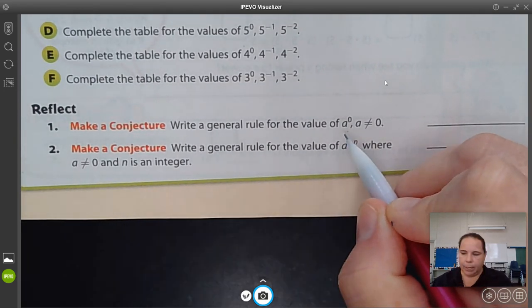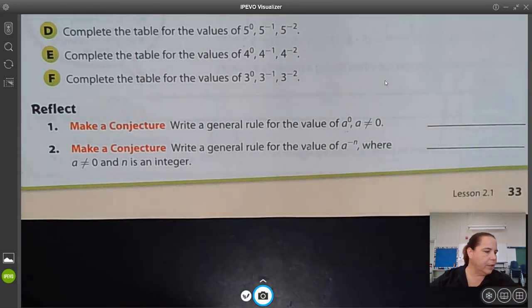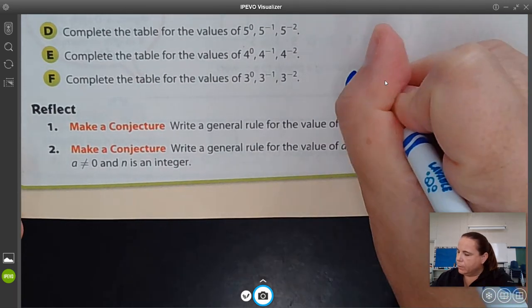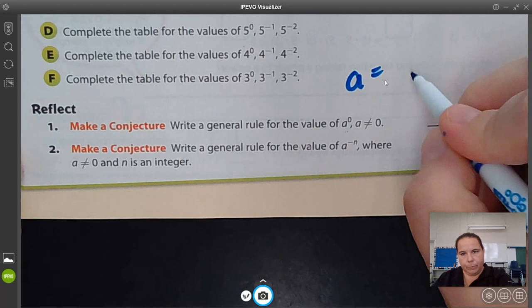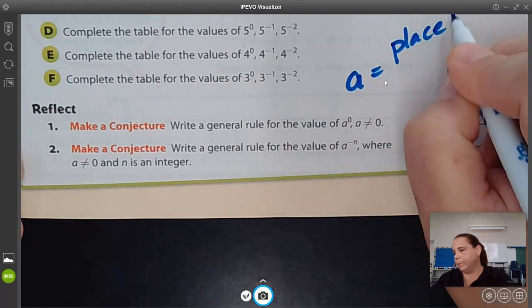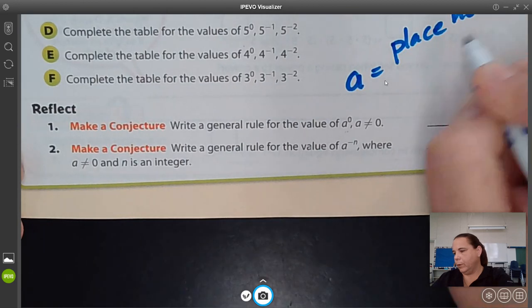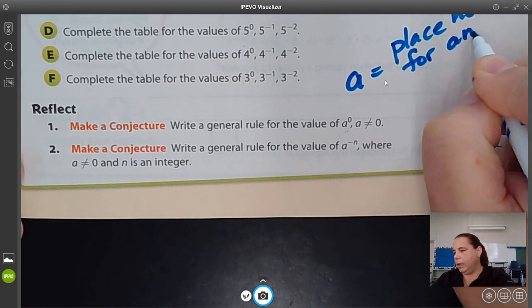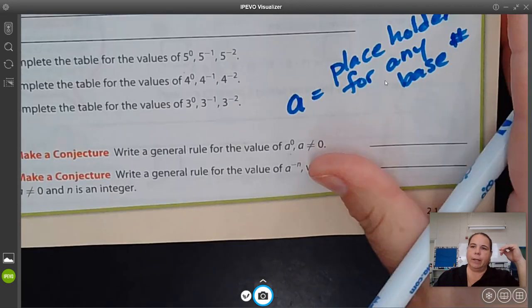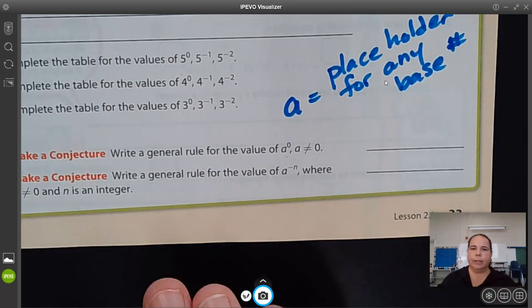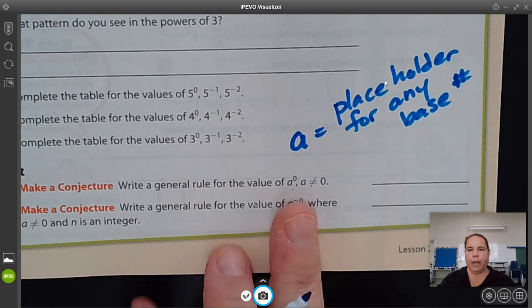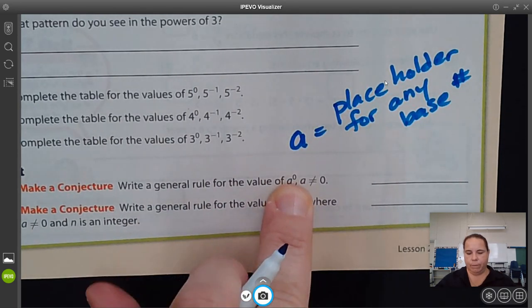So they're putting A here, right? So A is just a generic base. When they're putting this A, they're using this as just a placeholder for any base number, right? So any base number, whether that is a fraction or a whole number. So A is just any value.